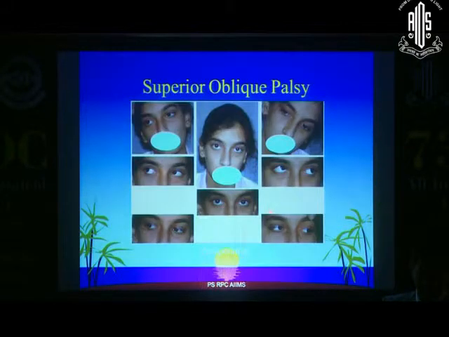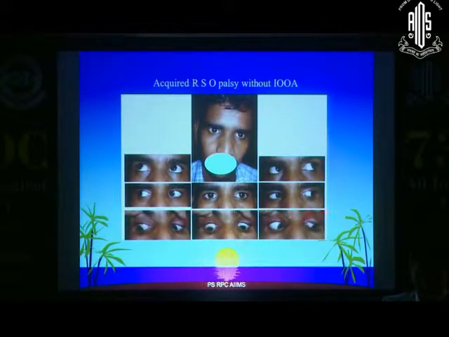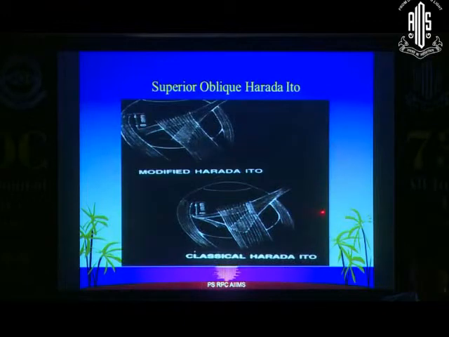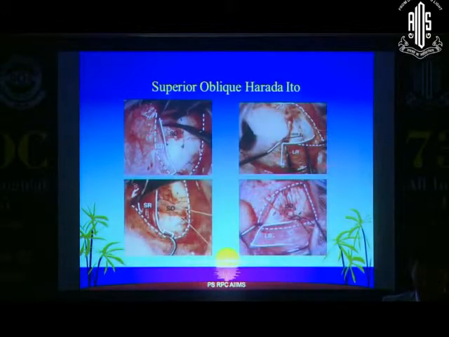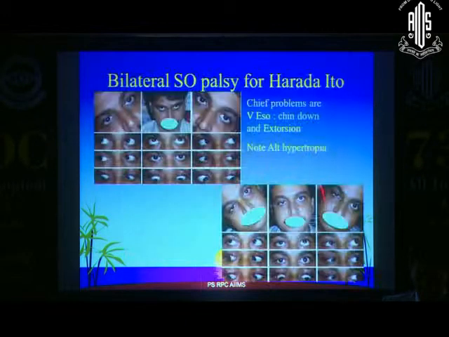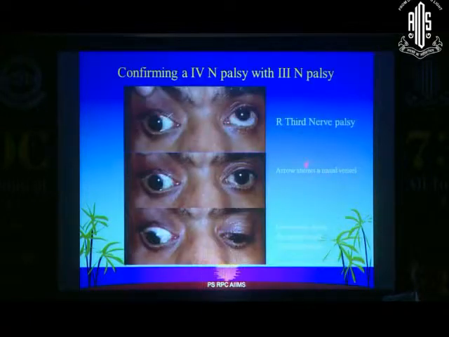These are just the steps showing you after the inferior oblique surgery and the superior oblique tucking after the superior oblique tuck, and the Harada-Ito before and after the surgery. These are the steps, and we already had, I think, presentations of the videos.